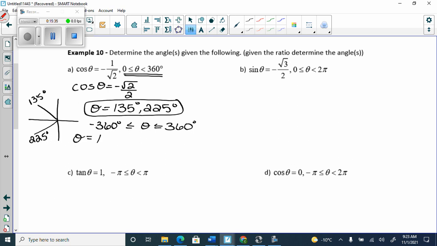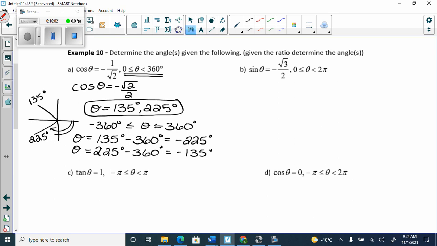We're going to go theta equals 135 degrees minus 360, and we get negative 225. Good answer. Thank you. And then we do 225 minus 360, and we get negative 135. And if you remember, watch, if we go like this one is negative 135, and we go like this one is negative 225. So it does show that it works. Yes. So our two answers, if I restricted my domain differently, would be these two.